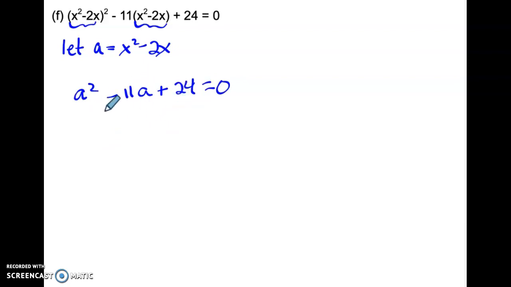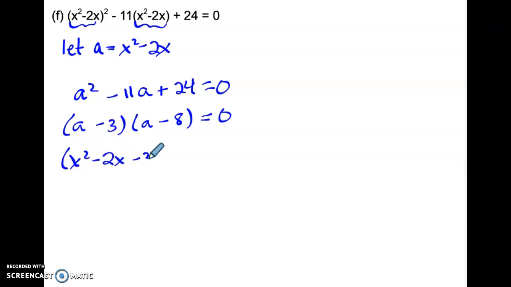And now you can see that it does follow that quadratic format. Two numbers that multiply to 24 and add to -11 would be -3 and -8. Of course, a isn't what we're actually interested in, so we're going to have to replace it again with what we substituted a for. So I'm going to replace that a with x squared minus 2x, and I'm going to replace this a with the same thing, x squared minus 2x. Now we have two quadratics. We need to try and factor each one of those.